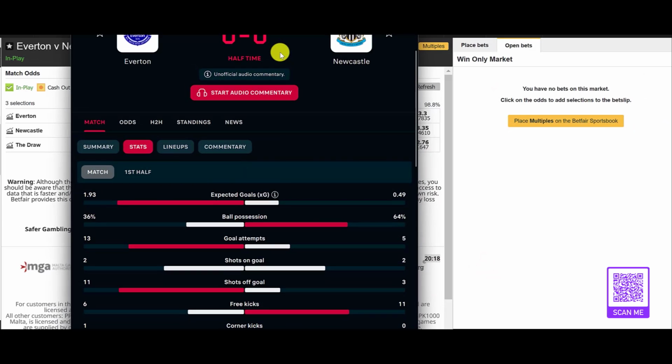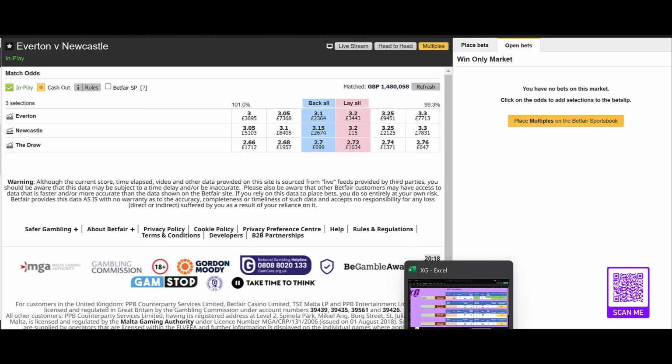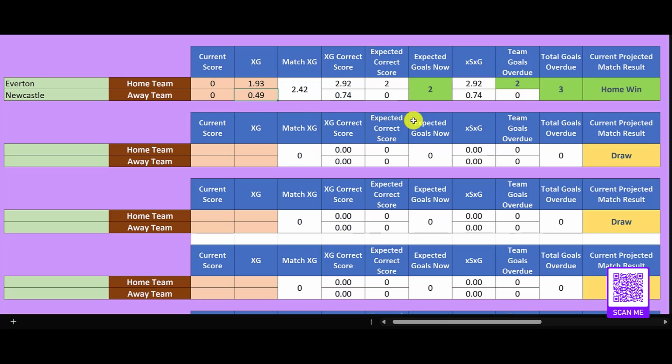So half time in this match with Everton and Newcastle, it's 0-0. You can see the stats there as well, and look at this market. It's very even. The market is finding it pretty hard to call this particular match with Everton and Newcastle, but we plugged in the XG numbers and it's a lot clearer.